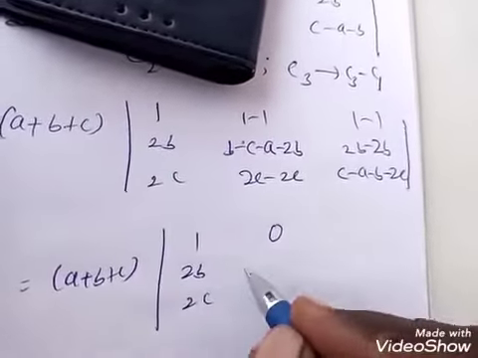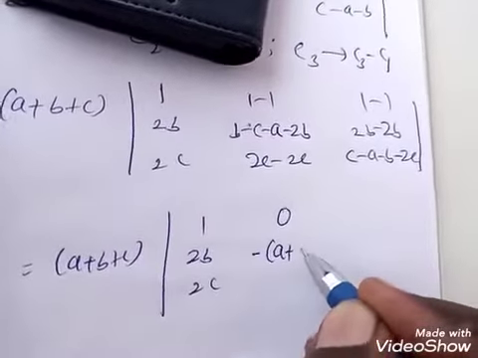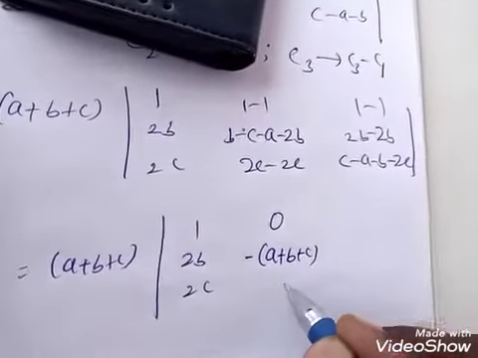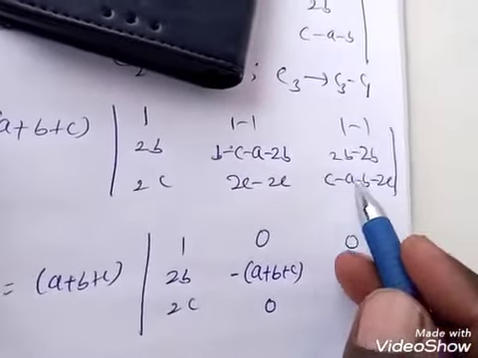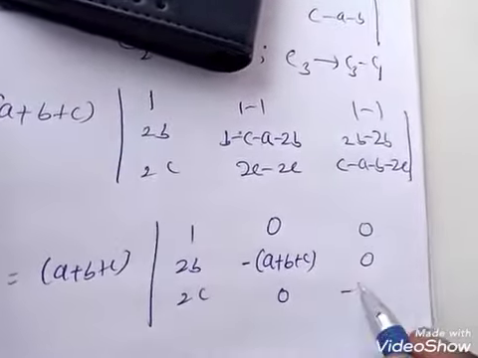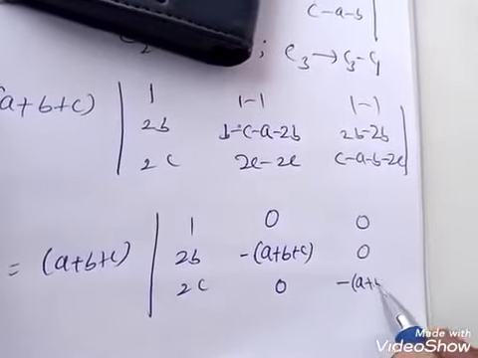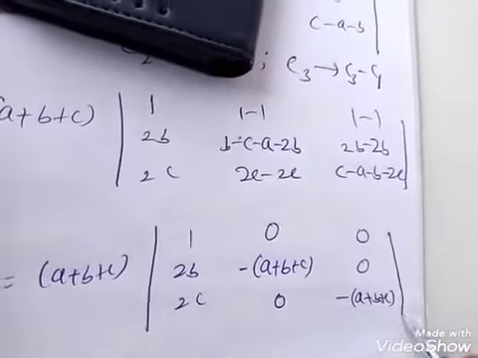That's why I am taking minus common. If I take common minus (a plus b plus c), and 0, and this is 0, 0, minus a minus b, c minus 2c minus a. Here also I have taken common minus of (a plus b plus c). Again this becomes a lower triangular matrix.